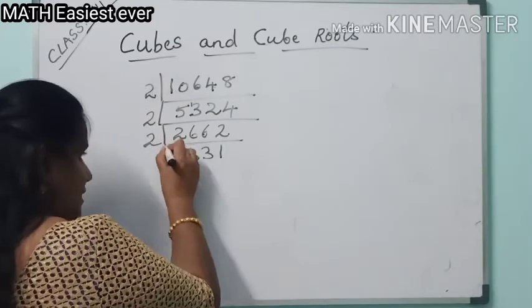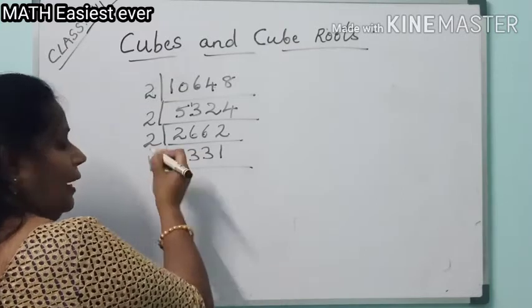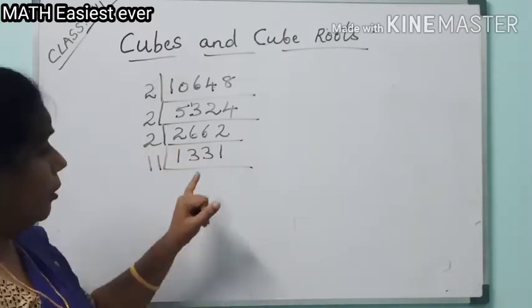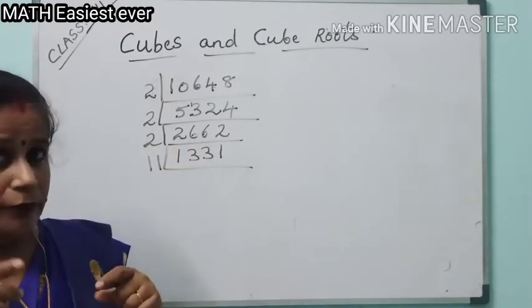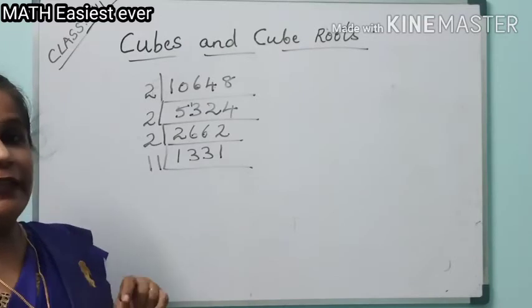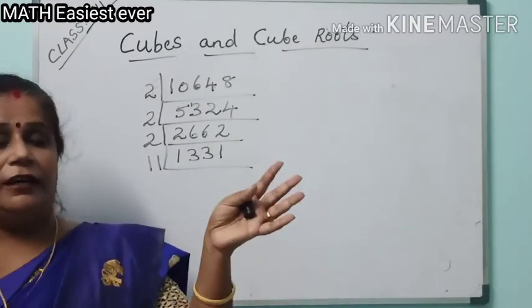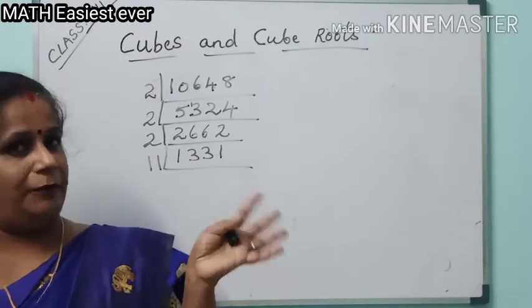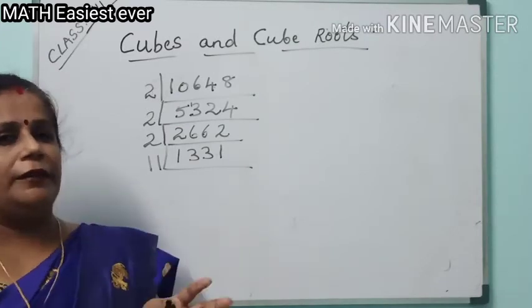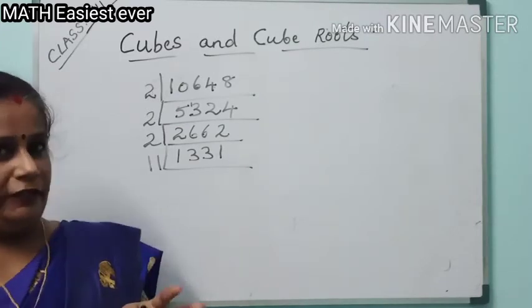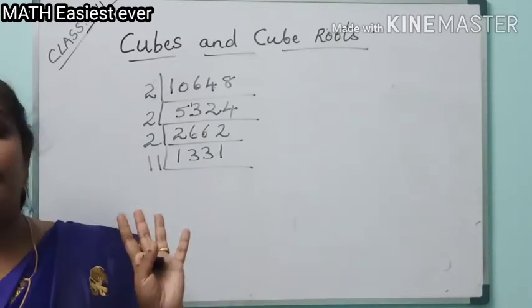Since the last digit is 1, you can try with 11 and check. Not only the last digit, you should know the divisibility test by 11. I'll be giving you the divisibility tests by 8, 9, 10, 11 and all. I have done up to 6 in my previous video. So this number will be divisible by 11.